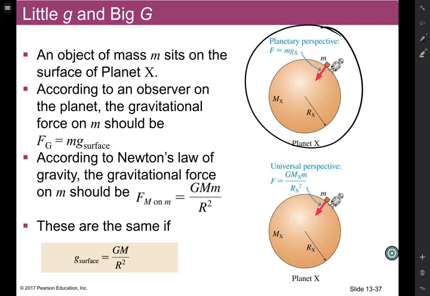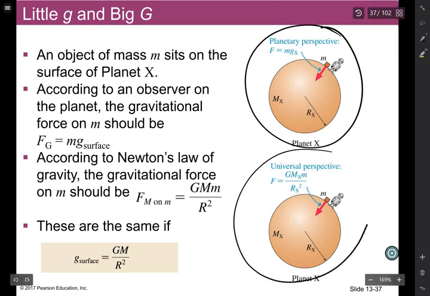However, we now have a new way of calculating the gravitational force, which is using Newton's law of gravity. We can calculate it using G m1 m2 over r squared. In the case of the Earth, I know both these answers. I know the mass of the Earth, I know the radius of the Earth, I know capital G, and I also know little g. So I should get the same answer both ways. That's only true if this condition is met.